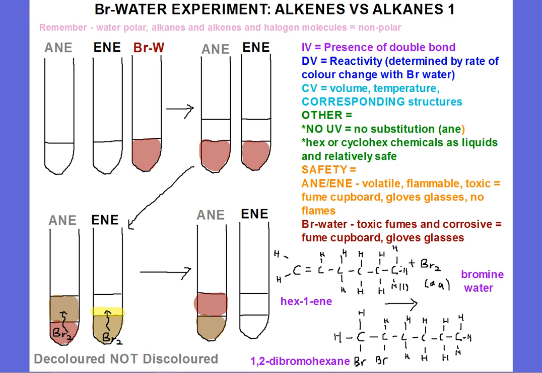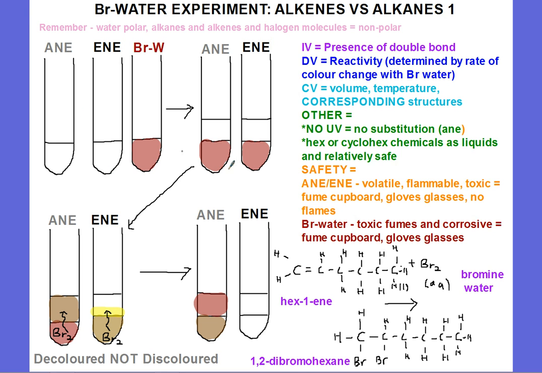One important thing to remember in this whole process is that water is a polar solvent, whereas alkanes, alkenes, and the halogen molecules, such as bromine, are non-polar. So what did we observe in our reaction? Well, we had a clear alkane and a clear alkene, and we had our bromine water.